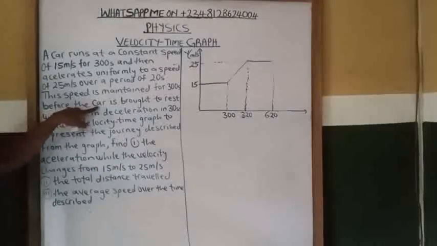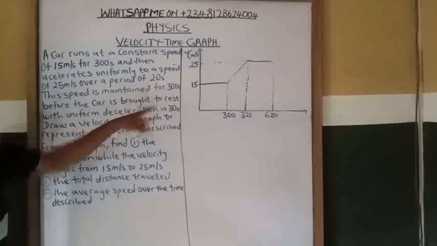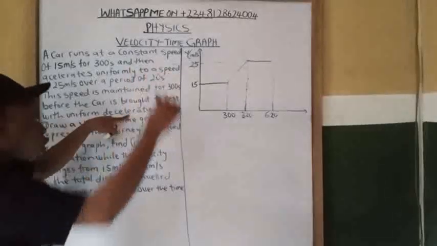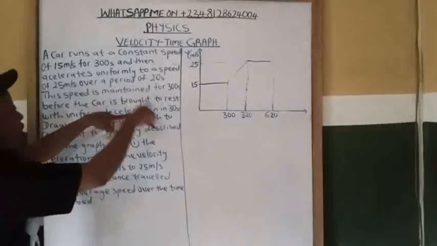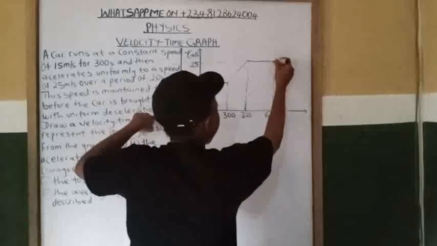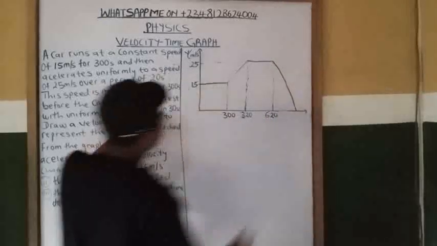Then the car is brought to rest with uniform deceleration. Deceleration means going down. So it travels down in 30 seconds. It's brought to rest in the next 30 seconds.